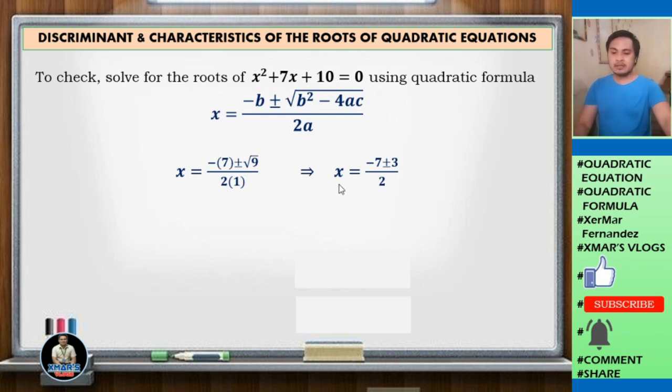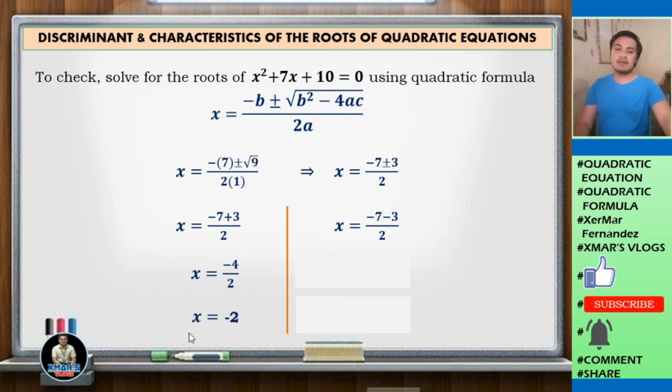Again, we will separate these linear equations into two equations for us to solve the two values of x. So we have x equals negative 7 plus 3 all over 2. And the other one is x equals negative 7 minus 3 all over 2. Let us simplify this one first. For negative 7 plus 3 all over 2, that is negative 4 all over 2. And to simplify negative 4 over 2, that is negative 2. So x equals negative 2.